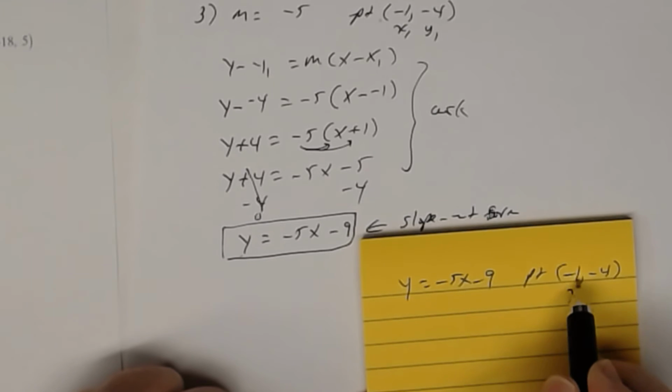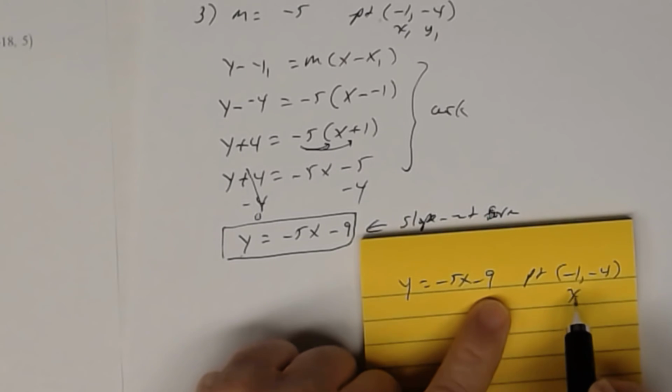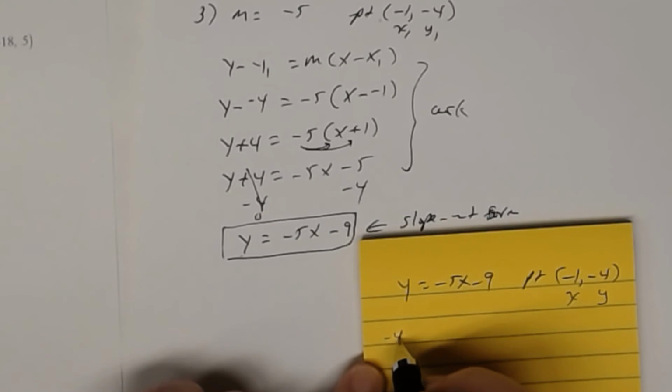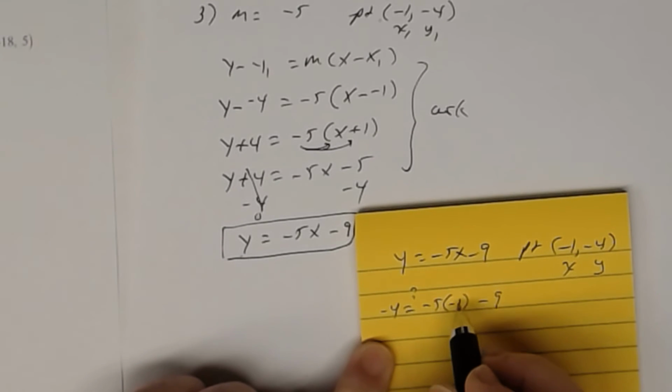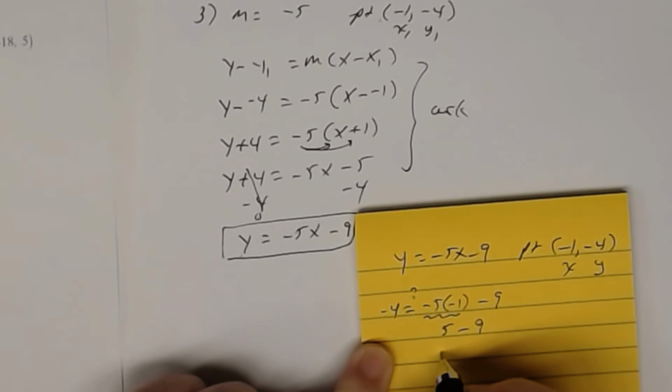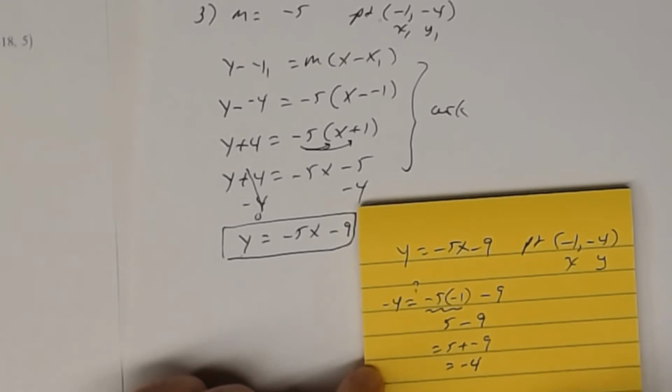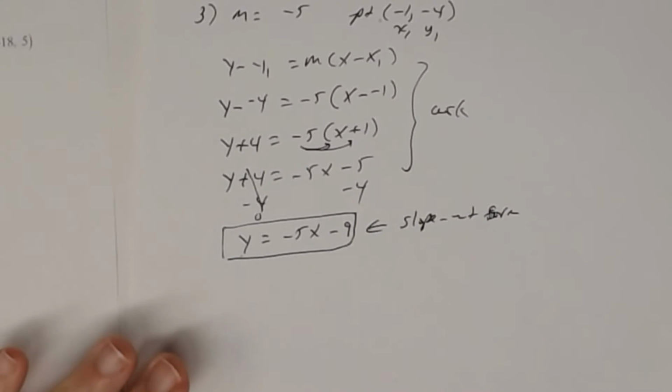So in place of x, I'll substitute -1, and in place of y, I'll substitute -4. So I get -4, and we'll see if that's going to equal -5 times x, which is -1, subtract 9. Order of operations, I'm going to have to multiply before I subtract. -5 times -1 is +5, and 5 subtract 9, remember, means 5 plus a -9, and 5 plus -9 is -4, and that's what this is. So there's my answer for number 3.